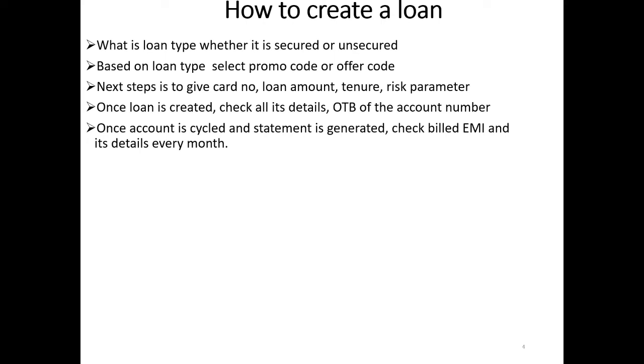Once the loan is created, we have to check all the details like loan number, loan principal amount, EMI, risk related parameter. We can go and check its details. And after that, check the account number, how it is getting impacted. Once the loan is created, let the account be cycled and the statement generated. We can check all the billed EMIs and their details every month. We can also see the first EMI generated, what is the principal amount, what is the interest amount, and what is the remaining amount. We can check all those details in the EMI details also. So this is all about how a loan works and how EMI works here.